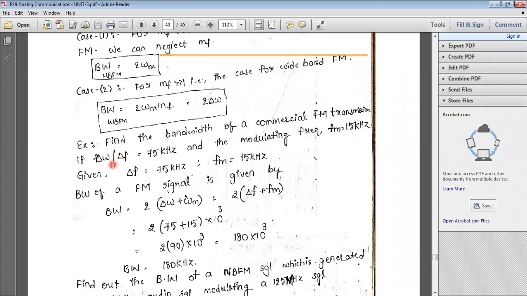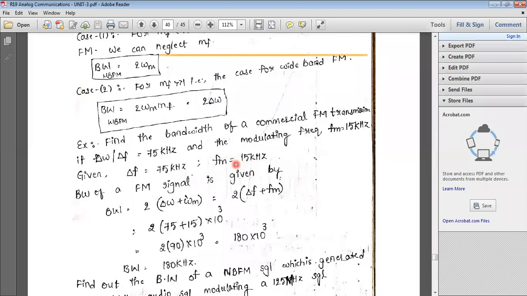Not this delta omega by delta F. Delta omega or delta F, this is not a ratio. You just consider it as delta F, that is frequency deviation. Since here he mentioned FM, therefore he gave it as delta F. So what are the given parameters? Delta F is equal to 75 kilohertz and FM equal to 15 kilohertz. Note down the given parameters.